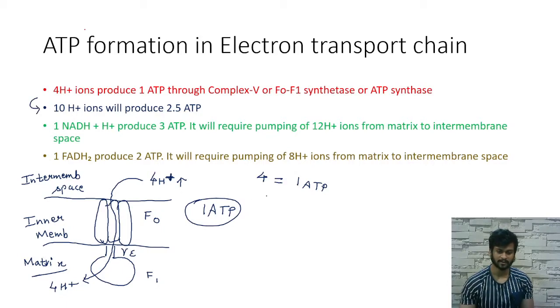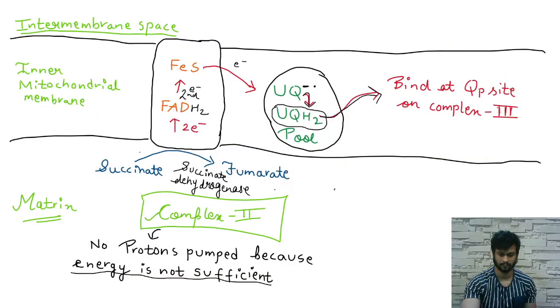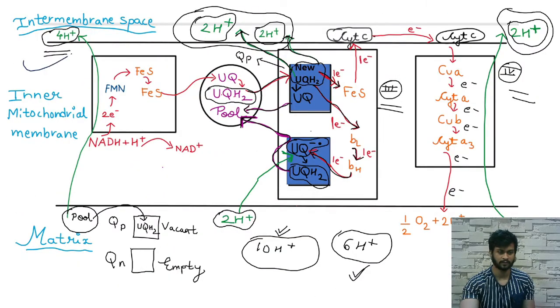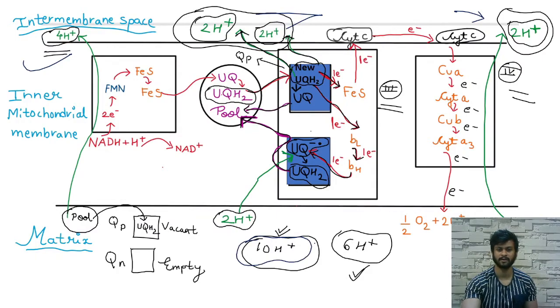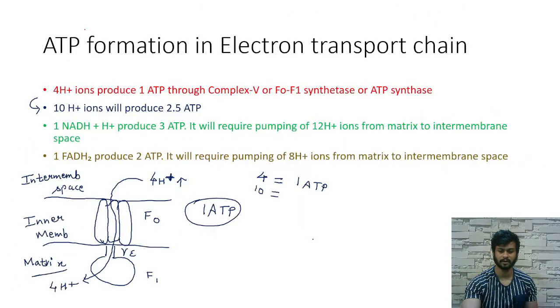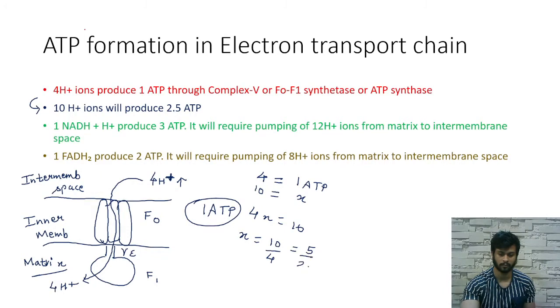So 10 H plus ions which are getting pumped, where? These 4 and these 2. 10 H plus ions which we have already studied will result in how many ATP? 4x equal to 10, x equal to 10 by 4, that is 2.5 ATP. So 10 protons will produce 2.5 ATP.